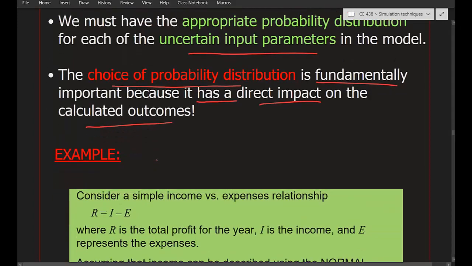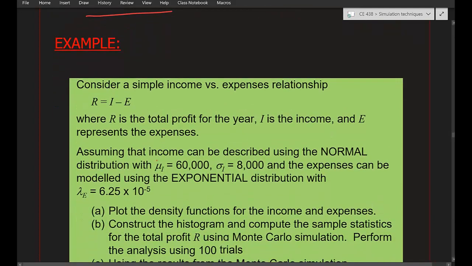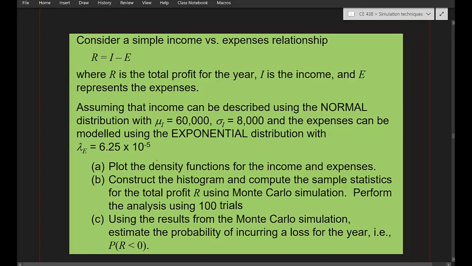Now this Monte-Carlo simulation we will discuss using an example, and this example we also discussed in the previous class, that is calculation of profit in terms of income and expenses. So let us discuss this exercise. This exercise says, let's say we have income for some company, I, and expenses, that is E. So profit, let's call this R, can be given as income minus expenses, where R is the total profit for the year, I is the income, and E represents the expenses.